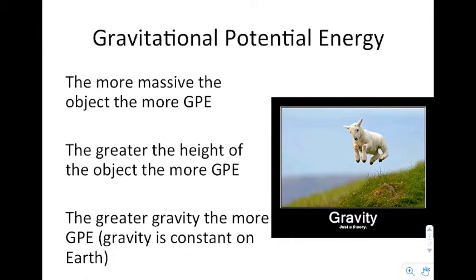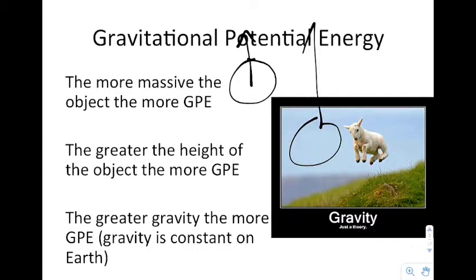You have gravitational potential energy. The more massive the object, the more gravitational potential energy, the reason being the more work it requires to lift it. The greater the height, the more GPE, because once again, the more work done in lifting it. And then finally, the greater the gravity, the more GPE there is, the more gravitational potential.